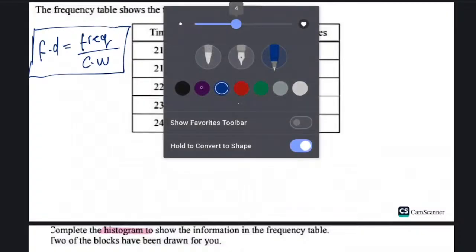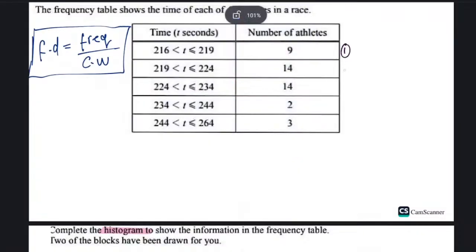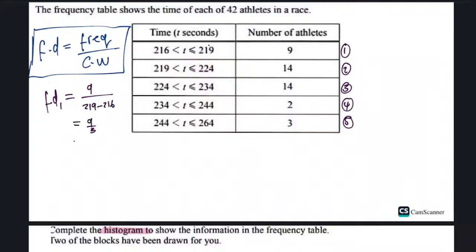So now let's do it. Let's find it for all. This is going to be for the first one, the second one, the third, the fourth, and the fifth. So frequency density, the first one. What is the frequency here? Number of athletes means the frequency. It's the number of things. So here we have 9. So it'll be 9 divided by the class width. We say 219 minus 216, you get 3. That's the class width. So it's going to be 9 over 3, which is just 3.